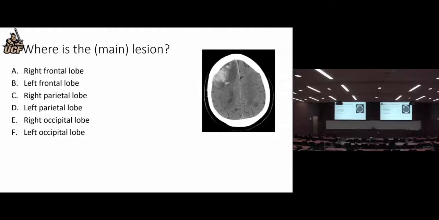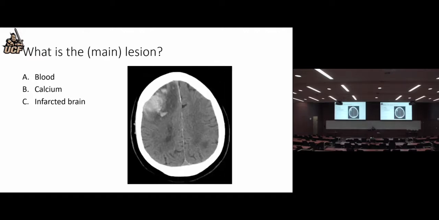Next. Okay. There's the illustration. Okay. Where is the big lesion? Oh, this is obscure in the graph, but yeah, that's right. And what of these three possible things is the main primary lesion here? That's right, blood.